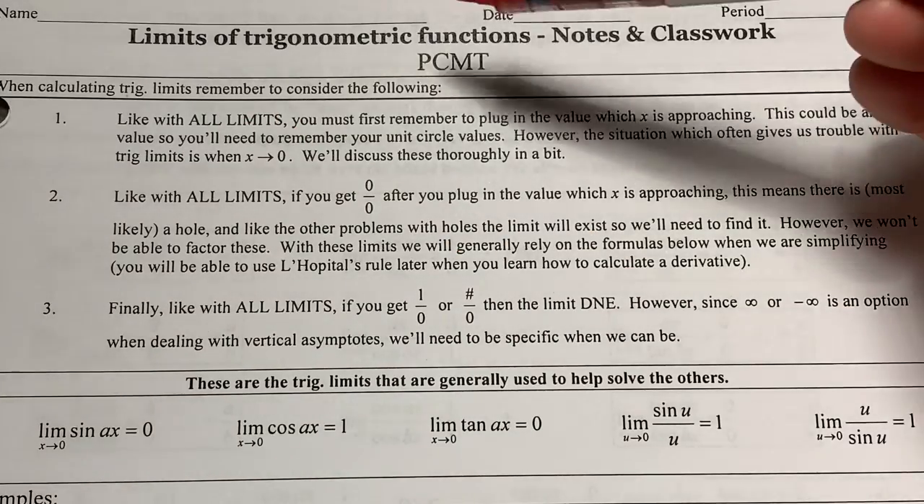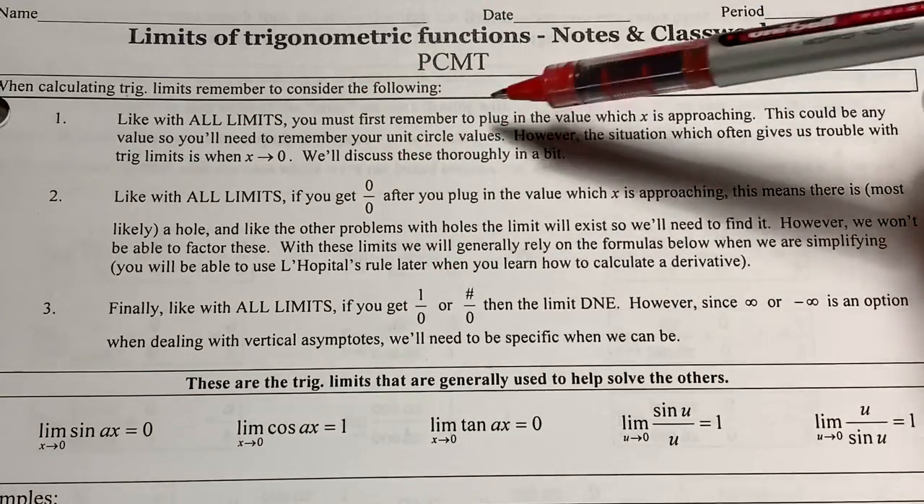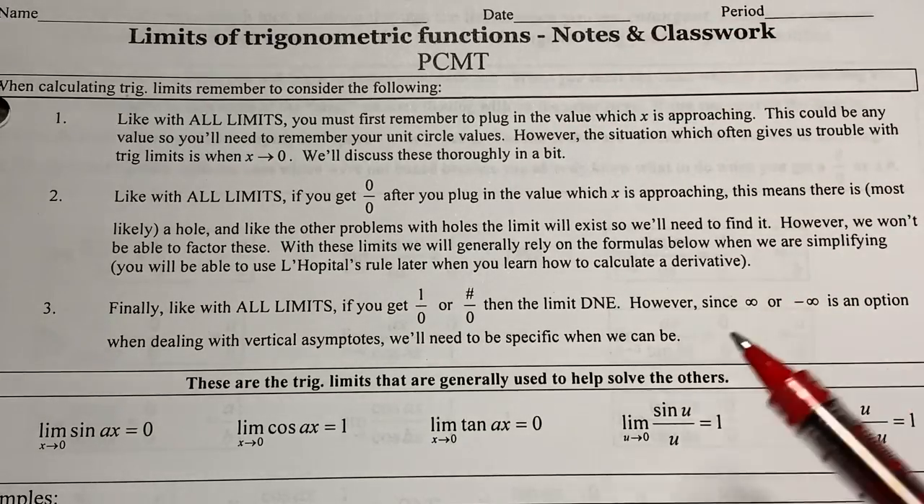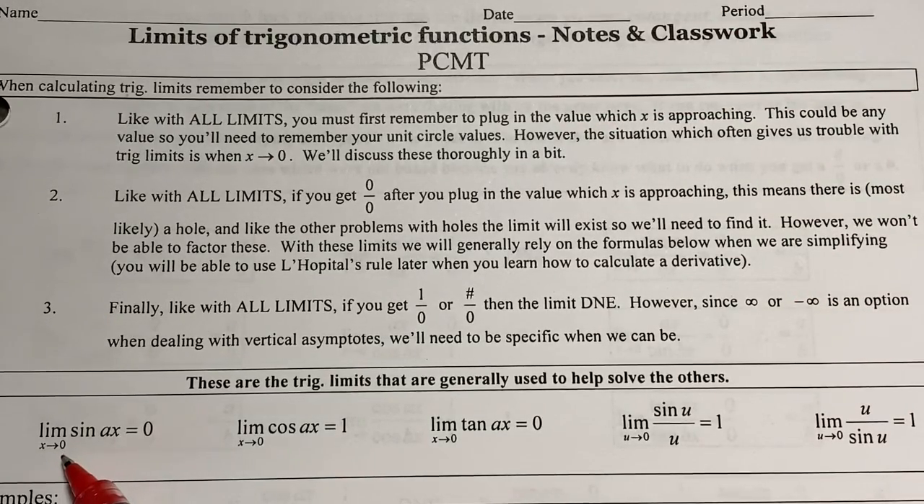All right, so looking at these, it says when calculating trig limits, remember to consider the following. So if you're reading through 1, 2, and 3, you're seeing basically the same thing we've always done. Whenever you take a limit towards a value like 0 or 5 or pi over 2, although you will see a whole lot of 0 going on, limits to 0 right now as we start this work. But you're going to do the same thing.